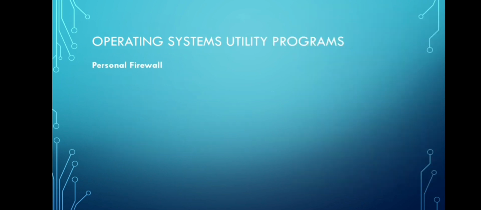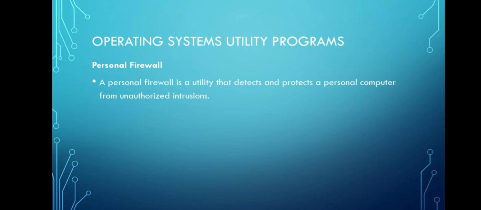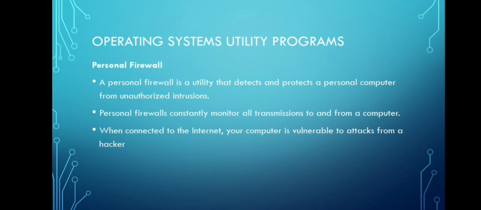The fourth operating system utility program is the personal firewall. A personal firewall is a utility that detects and protects a personal computer from unauthorized intrusions. Personal firewalls constantly monitor all transmissions to and from a computer. When connected to the internet, your computer is vulnerable to attacks from a hacker.